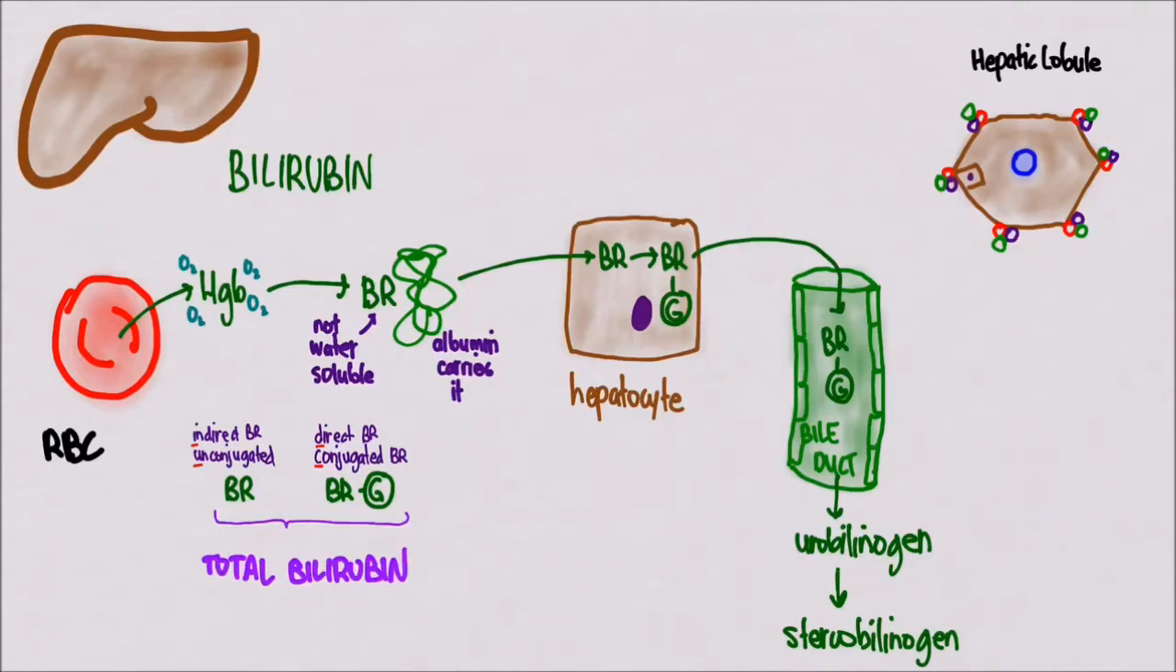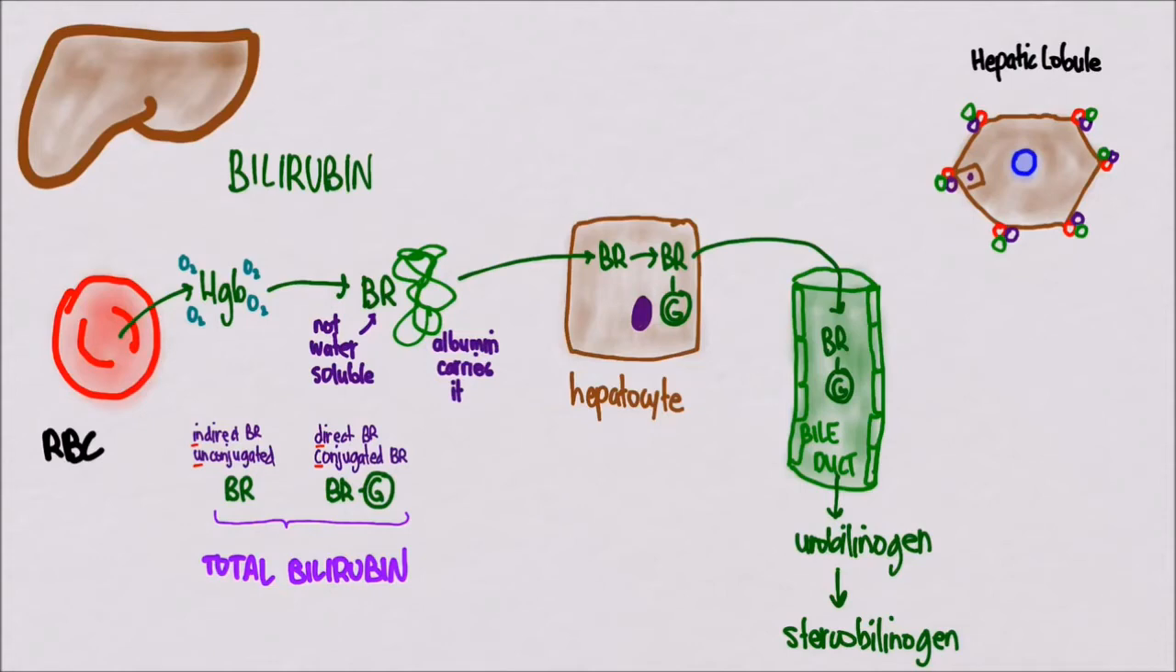So let's review this real quickly. You have a red blood cell, hemoglobin in it. It gets broken down to bilirubin. It's not water soluble. It's carried by albumin to the hepatocyte, where it gets conjugated with this glucuronyl, whatever group, the G group. It gets excreted by the bile. Now it is water soluble, turns into urobilinogen, you pee that out, or stercobilinogen, you poop that out.